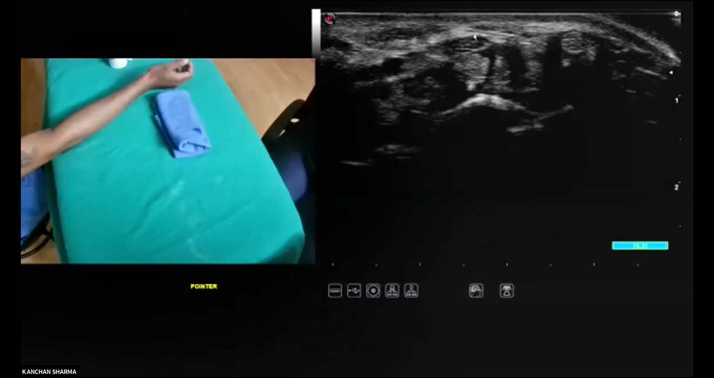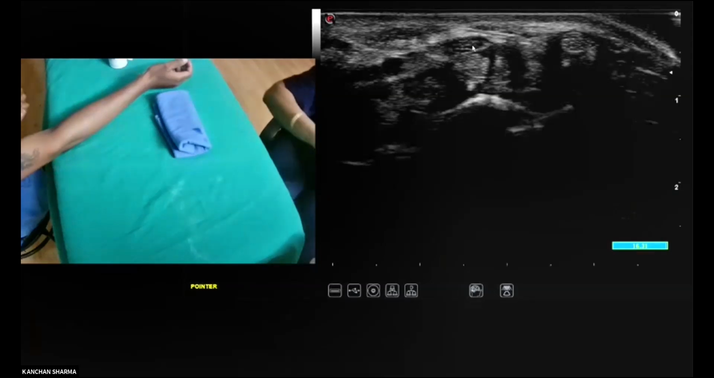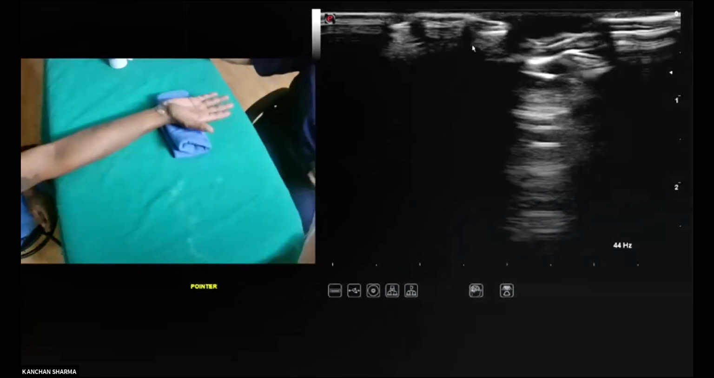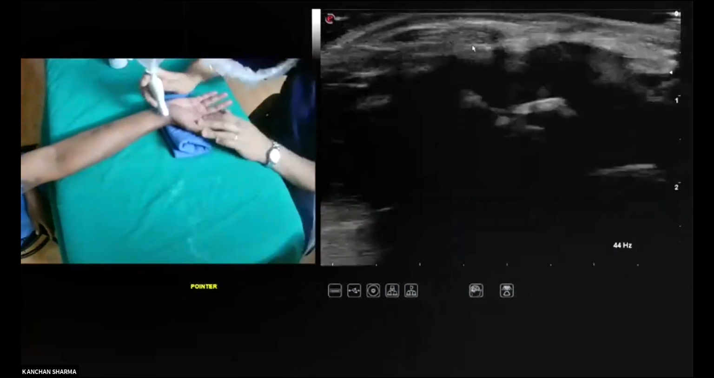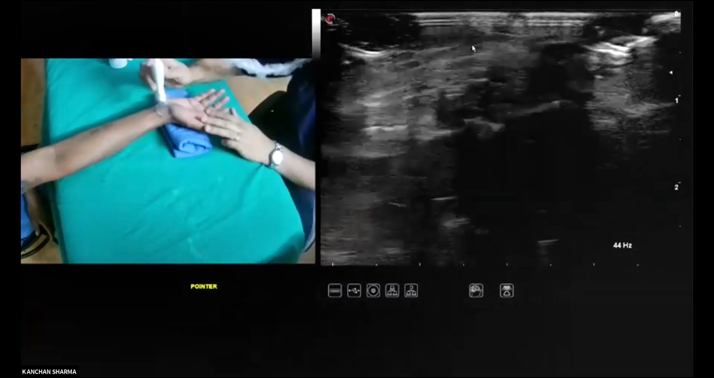And when you are injecting above the nerve, your injectate will be between your flexor retinaculum and your median nerve. Now I will show you what all we should be seeing. So just see the live scanning now, because now you have understood the structures.